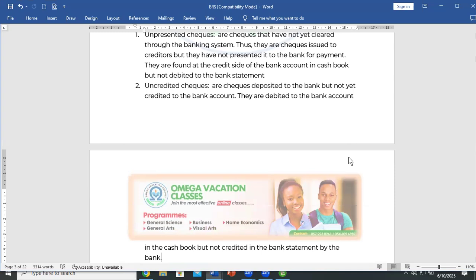So this is more or less like the opposite of the unpresented check, right? For these checks, the business has received these checks from their customers or debtors and is expected to pay them into the account. It's supposed to be credited to our bank account, but the bank has not done the credit.